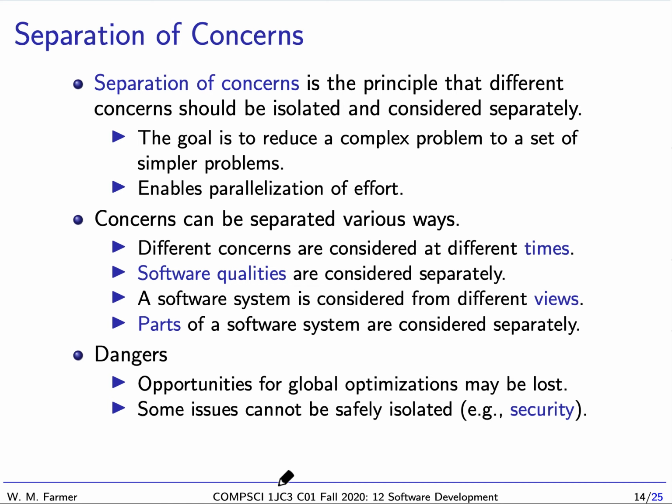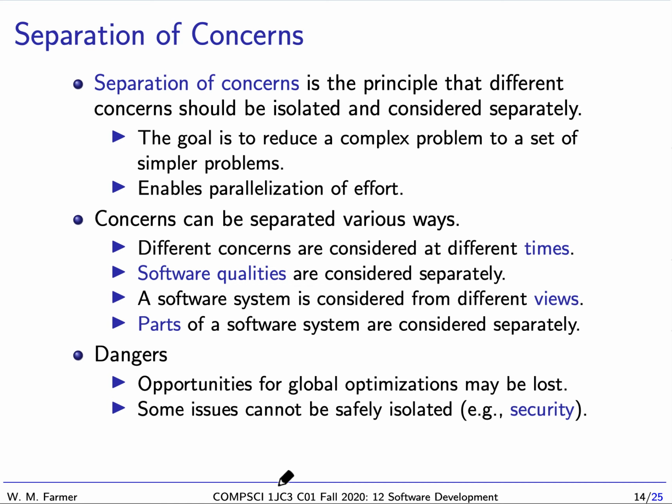A software system can also be considered from different views. Like, what is the view of the user? What is the view of the developer? What is the view of the maintainer? And finally, you can separate concerns in the most obvious way by parts of the software system. So for instance, you could have a part that deals with input, a part that deals with processing the input and producing output, and finally a part that handles the output.